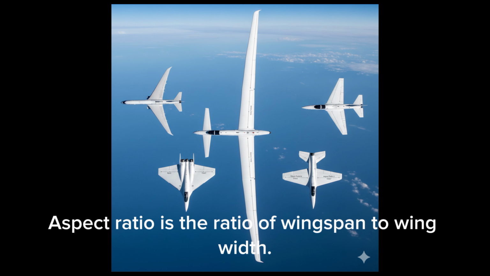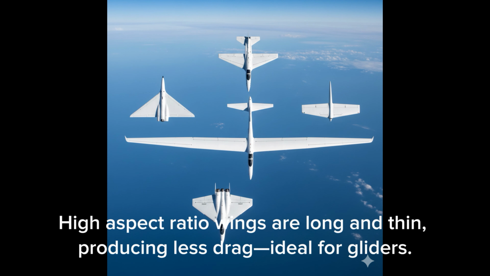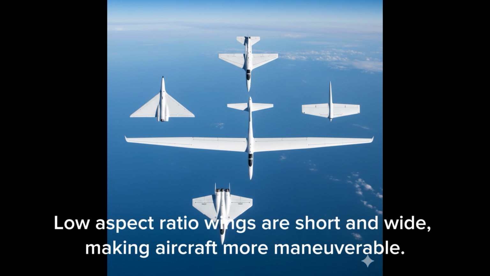Aspect ratio is the ratio of wingspan to wing width. High aspect ratio wings are long and thin, producing less drag, ideal for gliders. Low aspect ratio wings are short and wide, making aircraft more maneuverable.